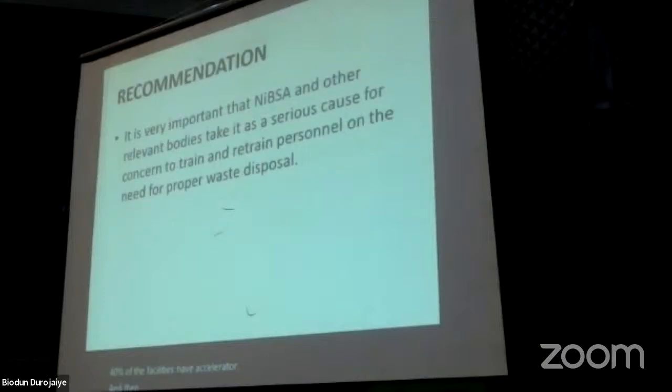So in terms of recommendation, it is very important that NiBSA and other relevant bodies take it as a serious cause for concern to train and retrain personnel on the need for proper waste disposal. And I'm happy with what was presented at the pre-conference for some of us that were present. Anywhere you go, if you talk of biological waste, it's a very, very serious issue of concern. And I was happy the presenter from ProLab made mention of the collaboration going on for the West African biosafety management, that they also intend to look at the issue of biological waste disposal.